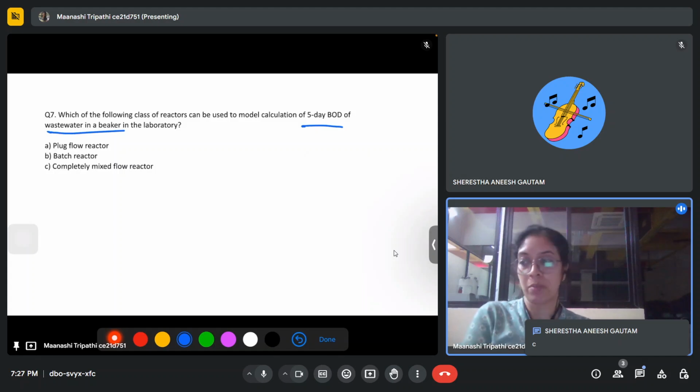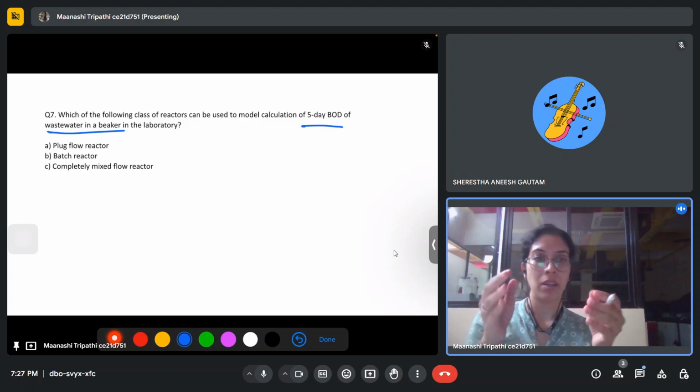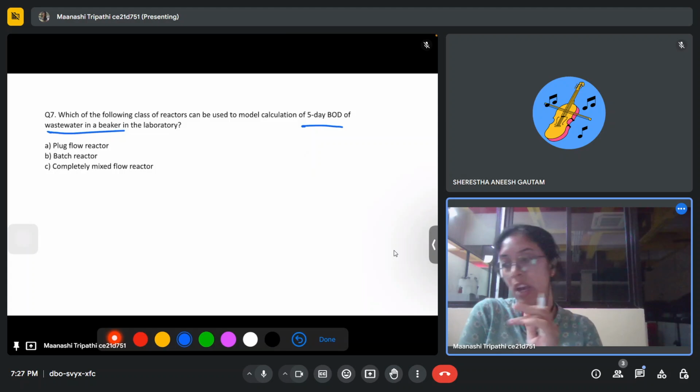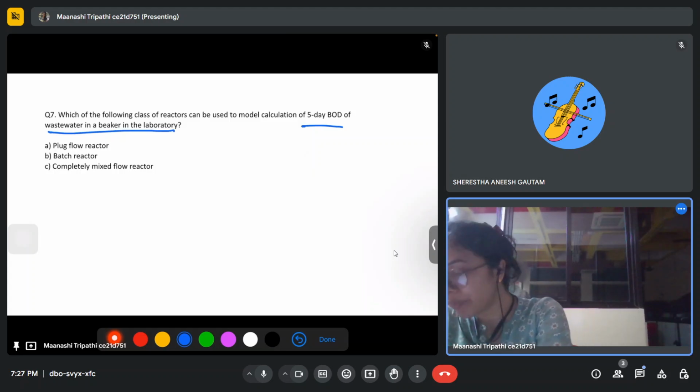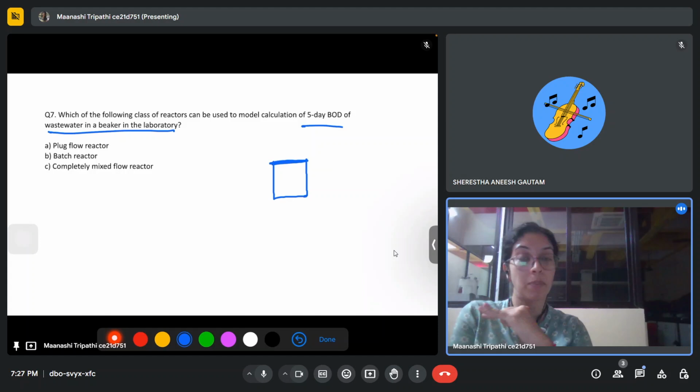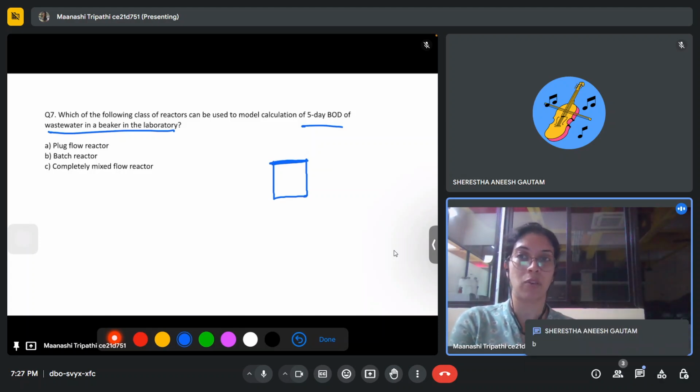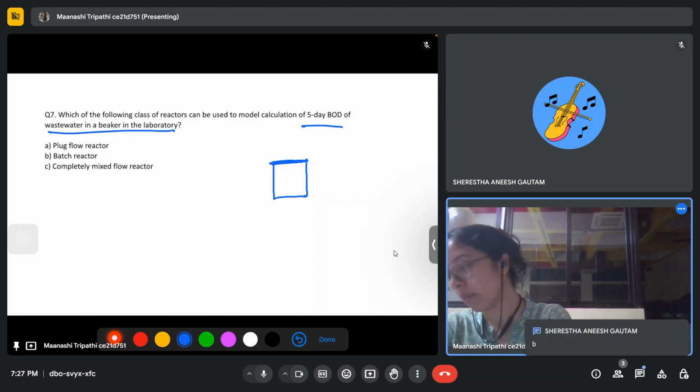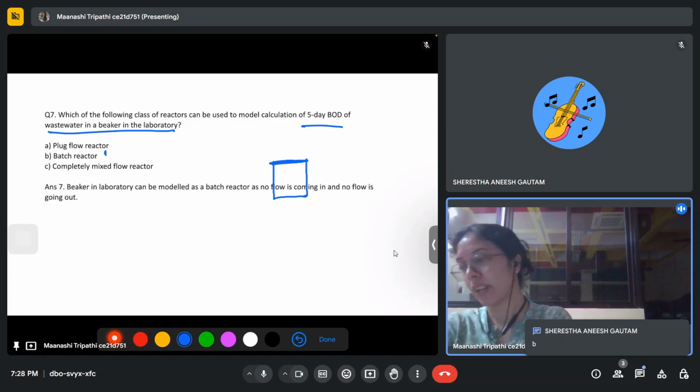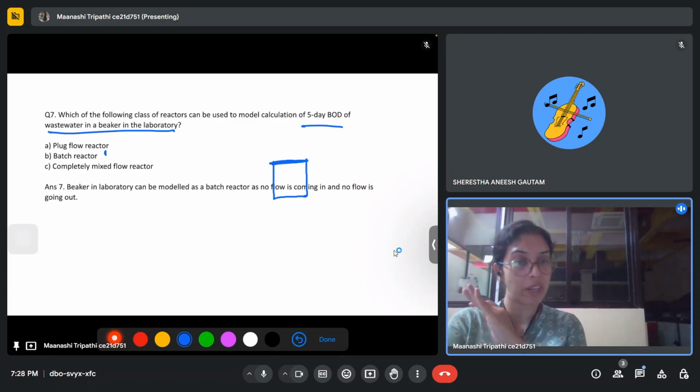Okay, you are saying completely mixed. So tell me, in a beaker, is there any incoming and outgoing during the BOD experiment? See how this BOD experiment is done. When we take a beaker for the BOD experiment, we seal it properly for 5 days. It is completely sealed. Even air is not allowed to go in or come out. So what kind of reactor is this, which is completely sealed? Plug flow, batch, or... yes, correct. So it is a batch reactor. Very correct. The BOD experiment is done in a very sealed environment.